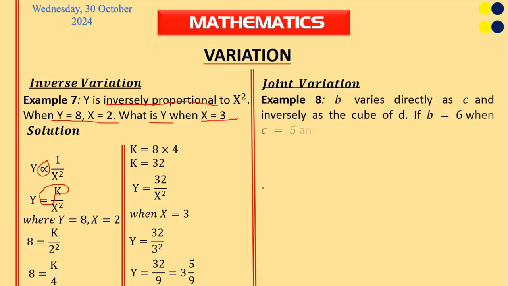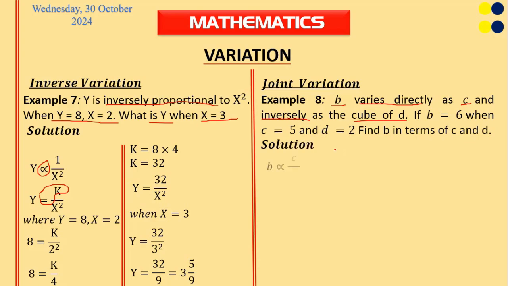The first thing is to write the statement. In the statement, you can see B varies directly as C and inversely as the cube of D. The first thing to do is to rewrite it in equation form, which is B equals KC over D cubed. The symbol of proportionality gets translated to an equal sign with the constant of proportionality, which is K.